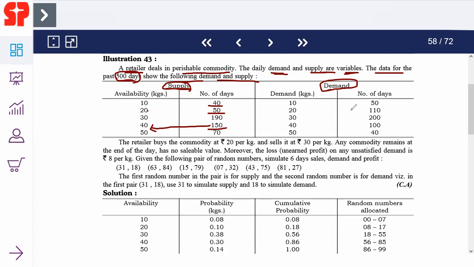Now come to the demand side. He has found out that on around 50 days, there is a demand of 10 kg for the product from the customers. Demand and supply keep changing; you cannot say the daily demand from the customer will be the same. On 200 days, he found that 30 kgs were demanded by the customers. Over the past 500 days, there were 200 days on which the demand was for 30 kgs. Clear? So this is his demand and supply pattern.